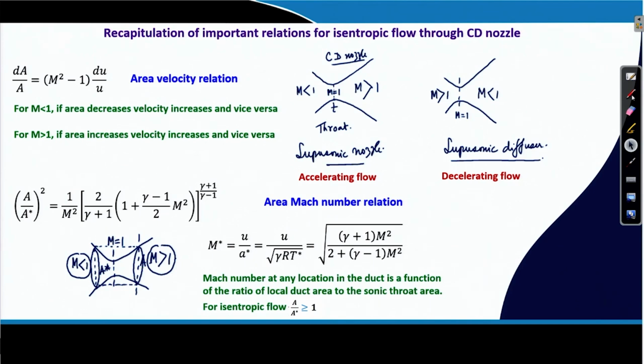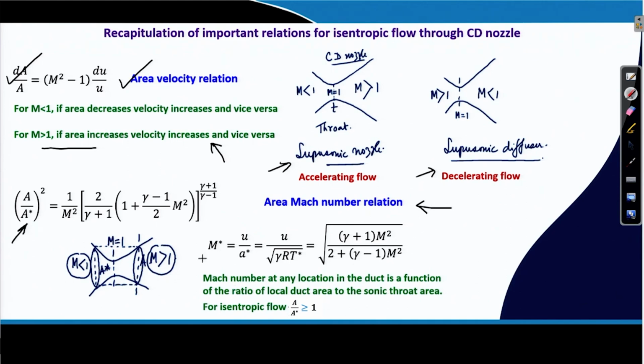We learnt about the area velocity relation, and we learned that for subsonic conditions, if area decreases, velocity increases and vice versa. For supersonic conditions, if area increases, velocity increases and vice versa, which is slightly counterintuitive, but that is how the area velocity relation works. And therefore, we have an accelerating isentropic flow through a supersonic nozzle, while a decelerating isentropic flow through a supersonic diffuser.